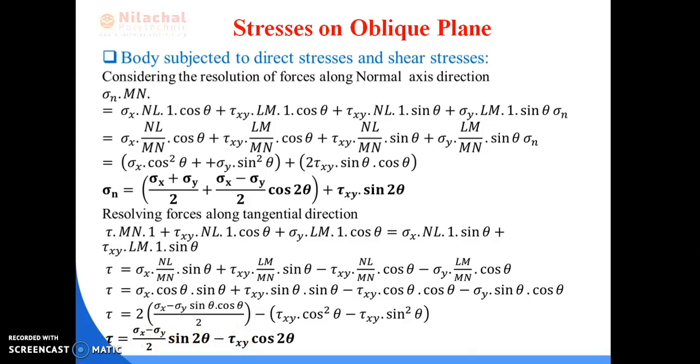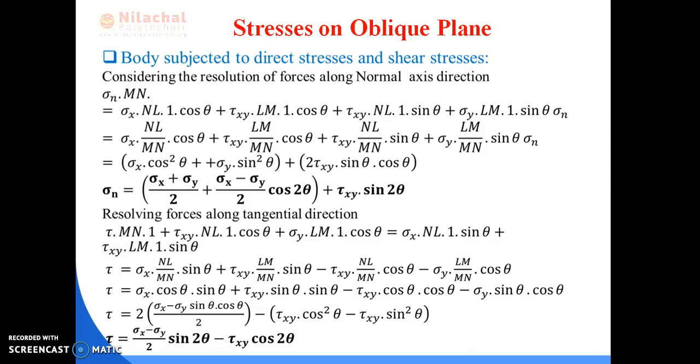In the next classes, we are going to find out the value of the normal stress, tangential stress and resultant stress on a body while the body is applied with sigma x along the x direction, sigma y stress along the y direction and tau xy along the counterclockwise direction.